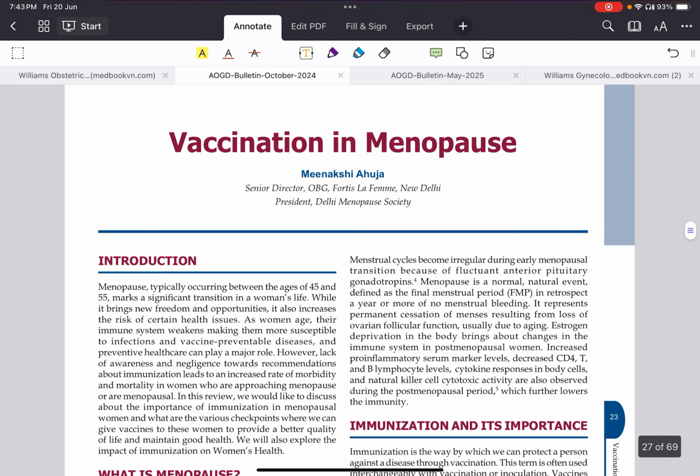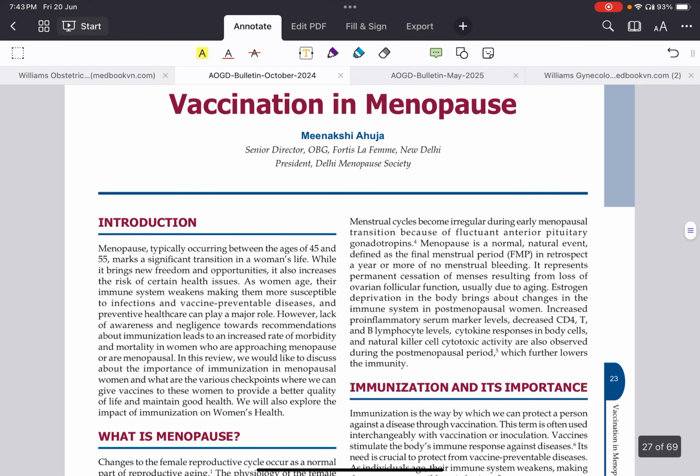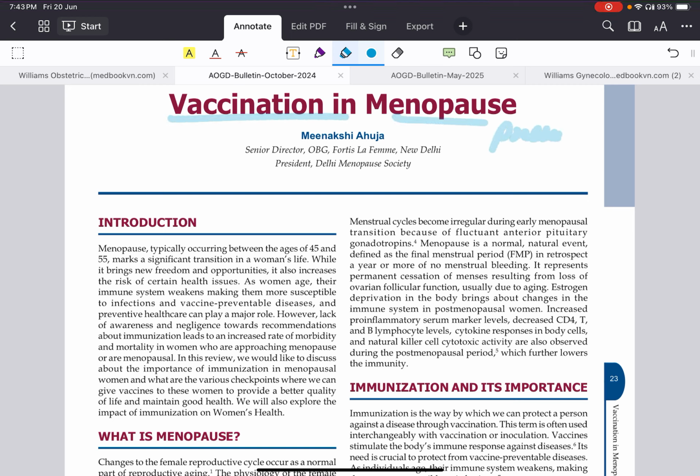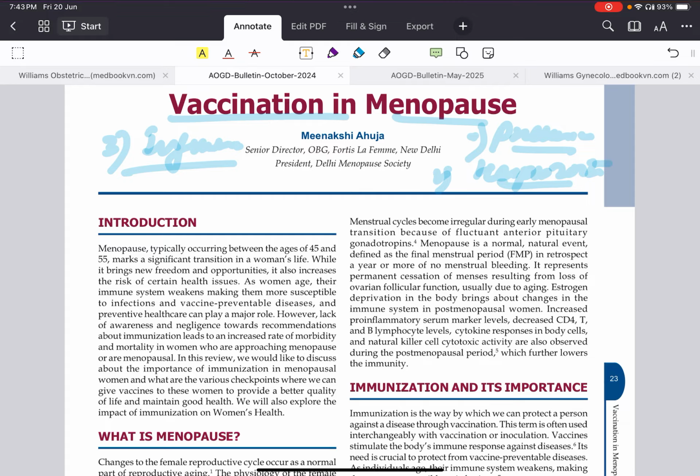Now coming to the next topic in this bulletin, vaccinations. Based on previous topics, can you say what the vaccinations in menopause are? Yes, pneumococcal vaccine, good. Then herpes zoster vaccine, very good. Then influenza vaccine, good. Remember these vaccines. Others are also being given, but these vaccines are very, very important.